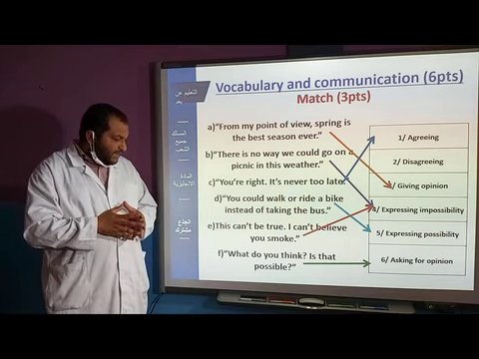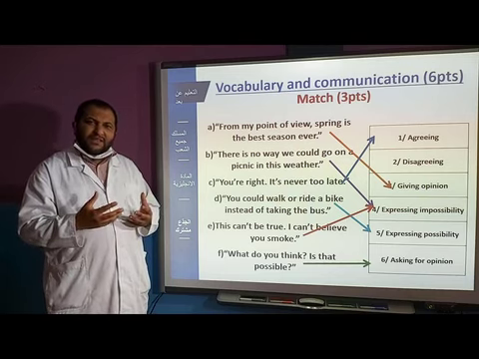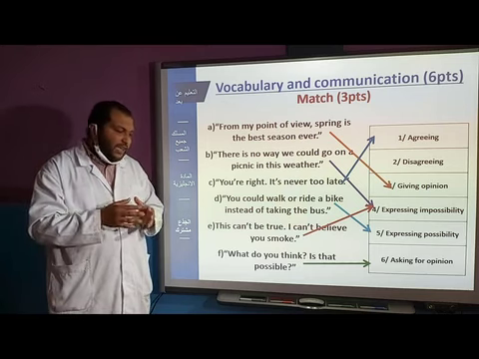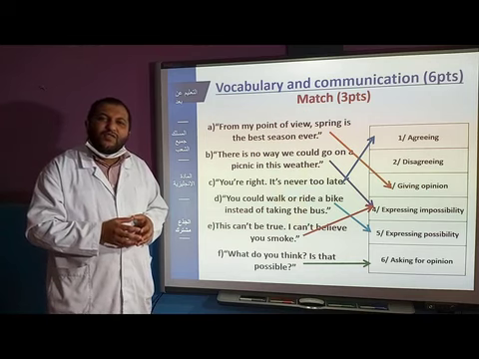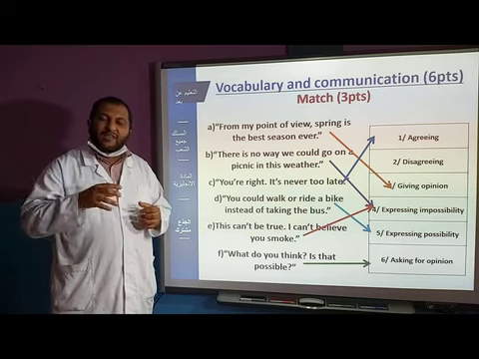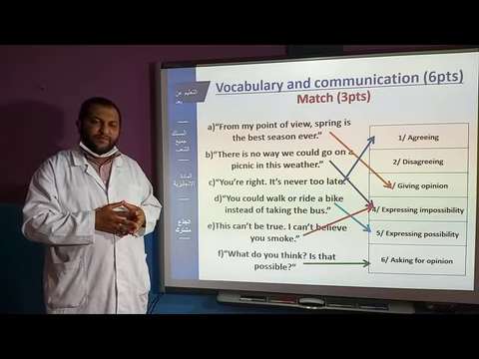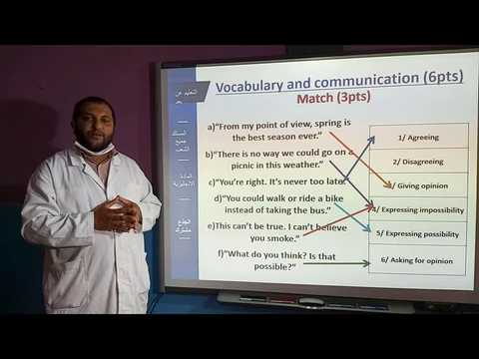Last but not least, what do you think? Is that possible? So as you see here, we have a question mark. What do you think? Is that possible? So here we are asking for opinion. What do you think? Ask someone about his or her point of view. I think now everything is clear regarding the communication.